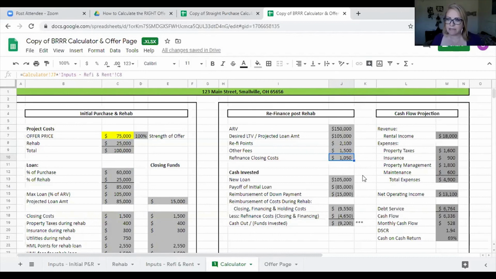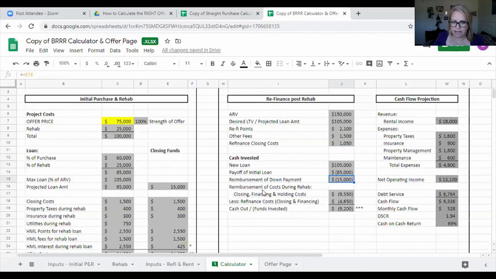So let's say, well, of course we want to get that $15,000 back if possible. So what I'm doing is I'm subtracting out all the pieces that we had to put in to see how much that $105,000 could cover. I'm pulling out my down payment, my closing, financing, and holding costs, and also my refinance costs. And I can see that if I take that $105,000 and subtract my initial loan amount to pay off the hard money lender, my original $15,000 investment, plus the other funds I put into it, plus whatever refinance costs I had, it's negative 9,200.